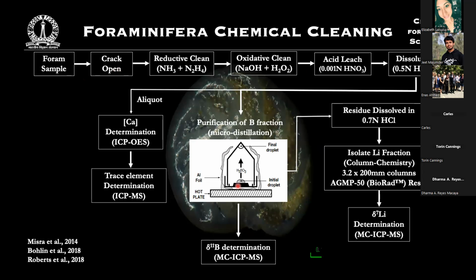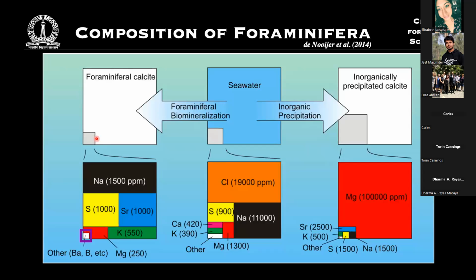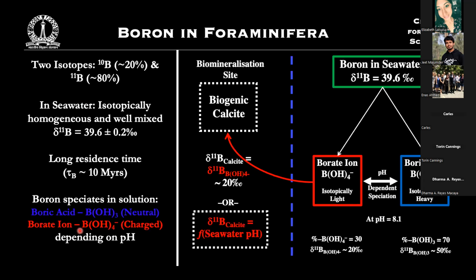Boron is microdistilled. We take advantage of the volatile nature of the boron to separate it from the matrix, and the matrix which is left behind can be used for other isotopic analysis. And a small aliquot of the dissolved samples is taken out to first measure calcium concentration on the ICP-OES, and then trace element concentrations on the ICP-MS. Now, what we're going to focus on is this little purple box, the boron, the barium, all the little stuff in the small fraction of the impurities.